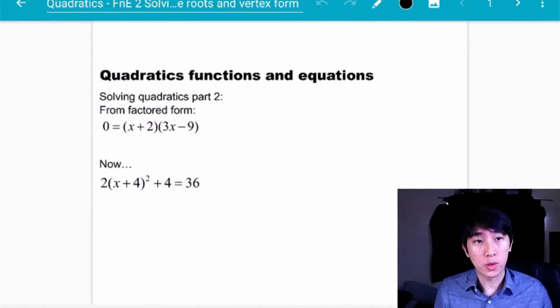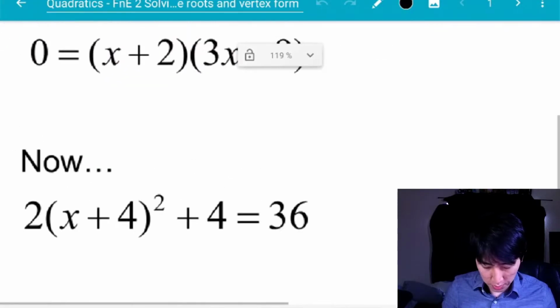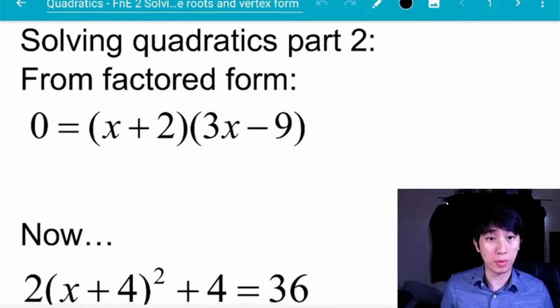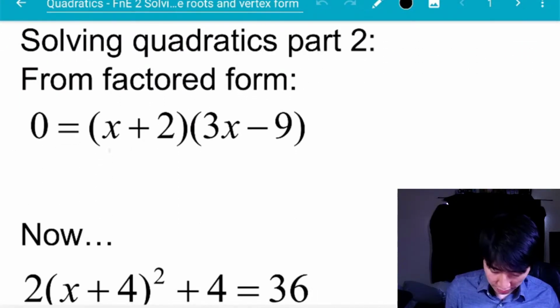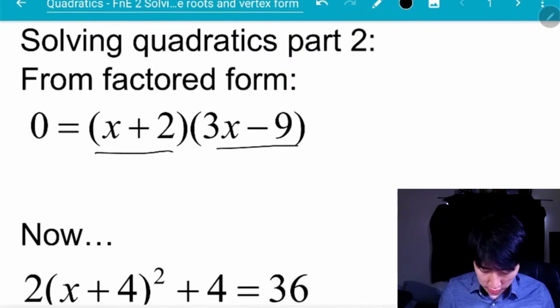First off, we have quadratic functions and equations. So far you know how to solve with factored form. If you remember, the way you solve it with factored form is something called zero product property. What that means is if we have number 1 and number 2 being multiplied together, you just set each of them equal to 0.